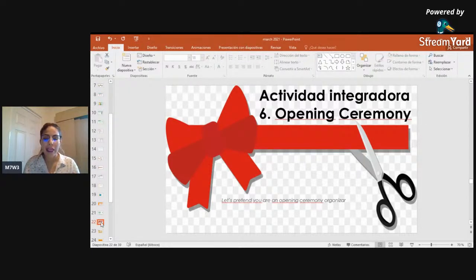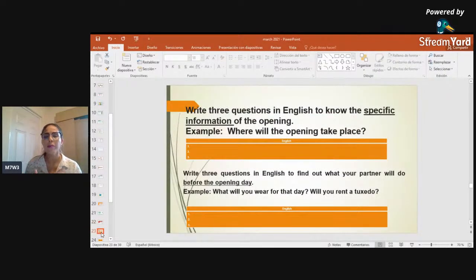una apertura. Se supone que tú no asististe a una reunión, pero tu compañero de trabajo sí lo hizo. Entonces tú vas a tratar de sacar información al respecto de la reunión y pues cuestiones personales. You're going to try to write 3 questions in English about the specific information of the opening. Tú vas a preguntarle a tu compañero 3 cuestionamientos acerca del evento. Aquí tú puedes utilizar will o going to.